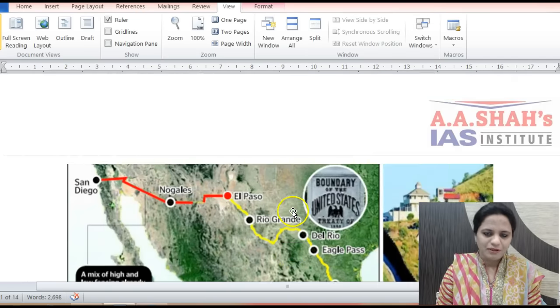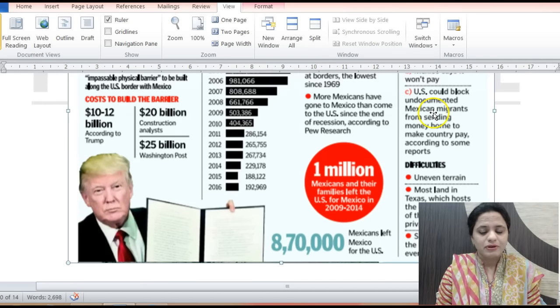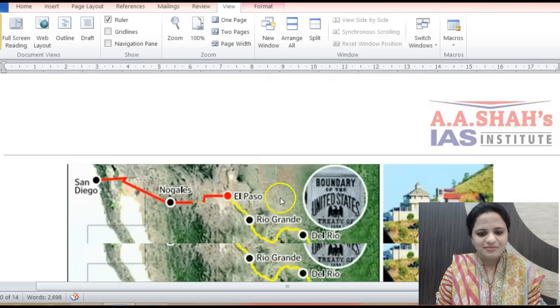Also, there are threats coming from President Donald Trump. He makes various statements, like he would not allow the Mexican migrants in the US to send their money to their home country. That is the way he will make Mexico pay for the wall. So he makes such statements too.